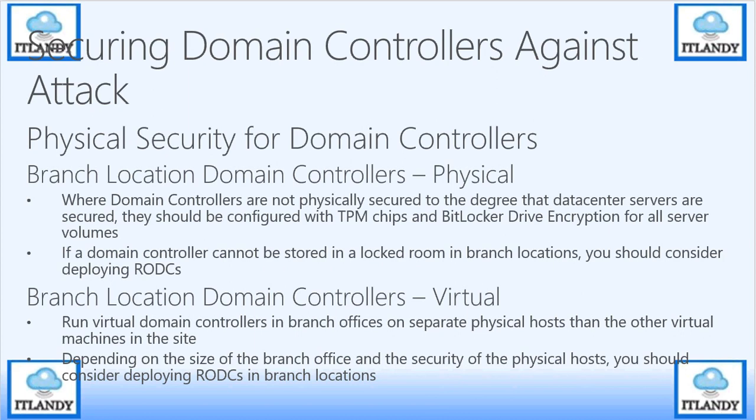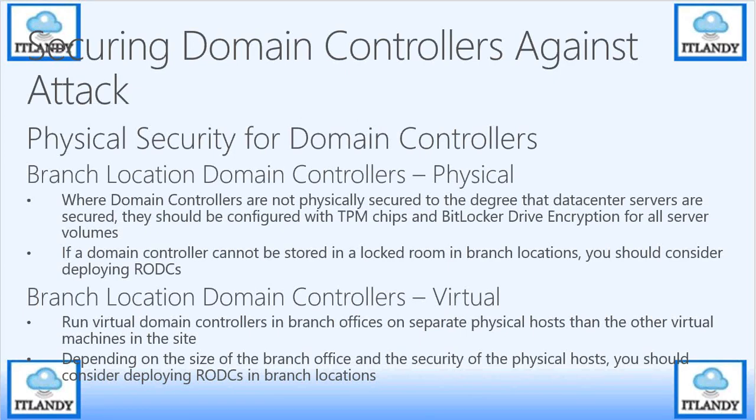Physical security for domain controllers in branch locations: physical domain controllers at the branch site, and virtual. Physical: where domain controllers are not physically secured to the degree that data center servers are secured, they should be configured with TPM and BitLocker on all the volumes. If a domain controller cannot be stored in a locked room in a branch location, you should consider deploying a read-only domain controller.